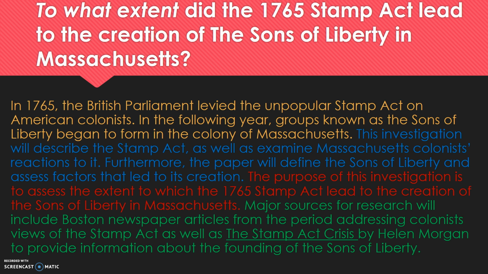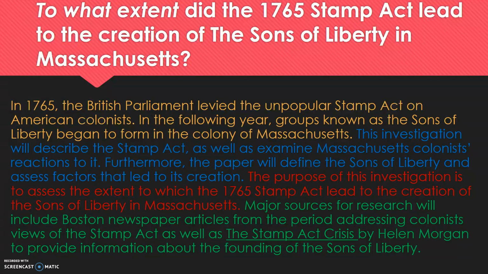And it was unpopular. In the following year, groups known as the Sons of Liberty began to form in the colony of Massachusetts. Okay, so we're giving our reader a sense that in the following year, in 1766, the Sons of Liberty start to take form, right? And we want to know, it's a cause and effect relationship. How much did the Stamp Act cause the Sons of Liberty to form?